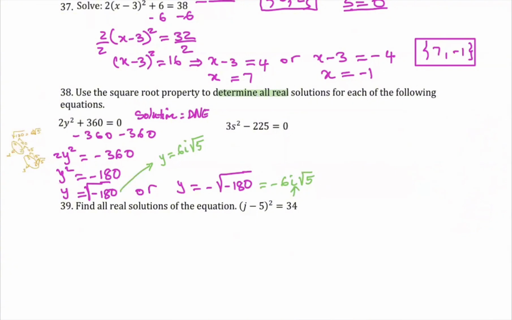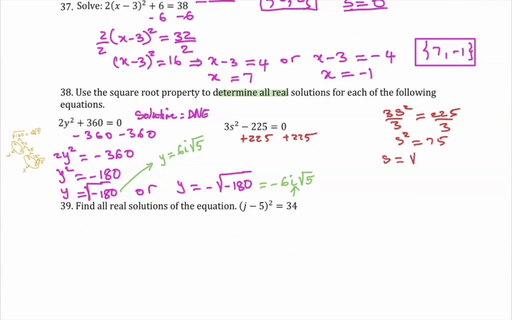For that second equation, let's add 225 on both sides. So we would get 3s squared equals 225. And then we can divide both sides by 3. When we divide both sides by 3, we get s squared equals 75. And then we got two solutions.